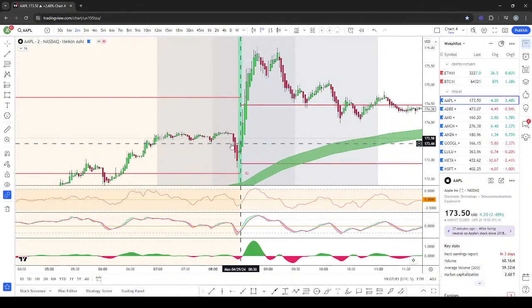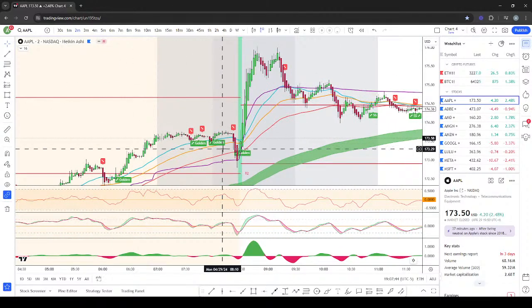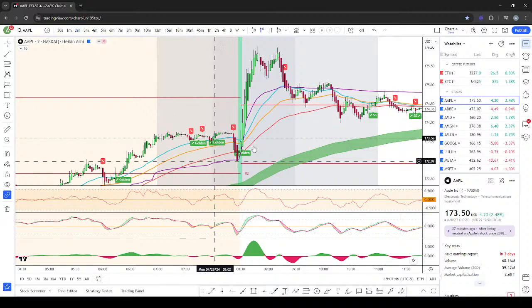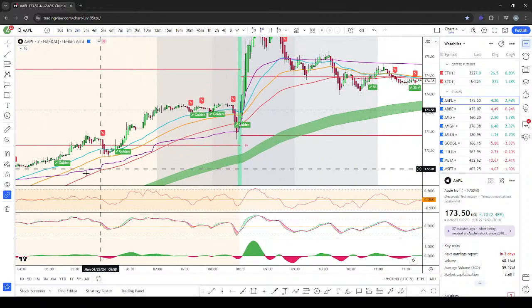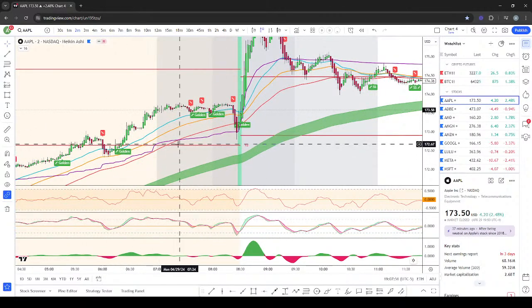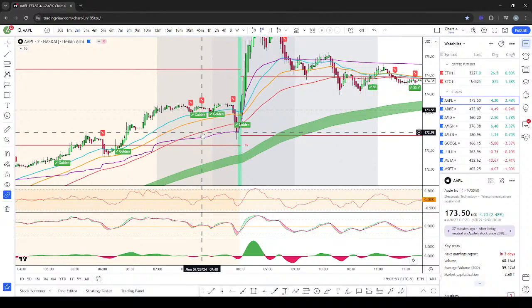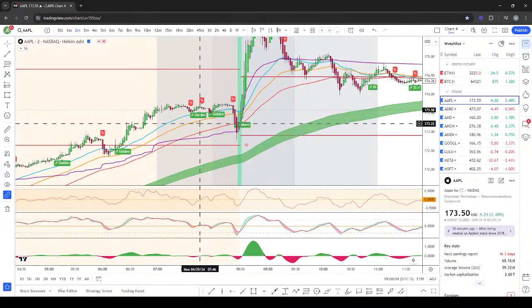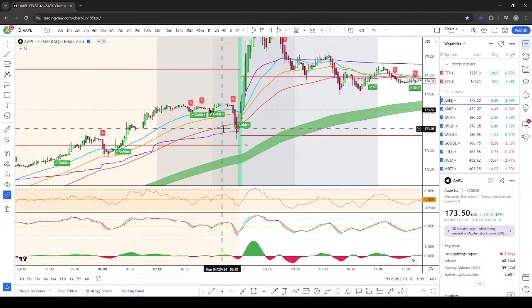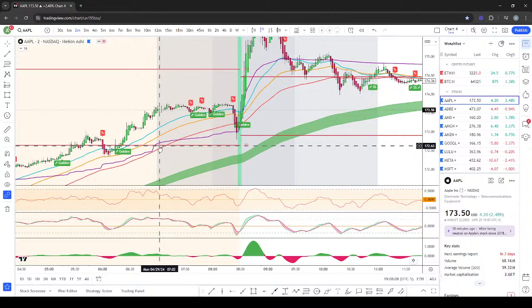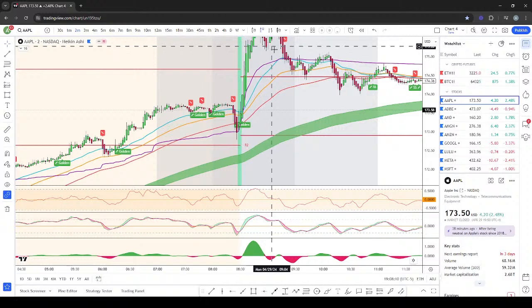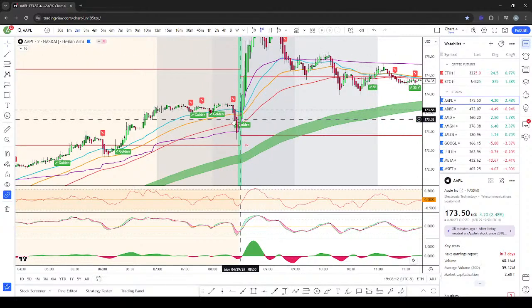So we're on a 2-minute Apple chart right here. The one thing I notice is my EMAs. They're pretty strong with the upward trend. You can really see it. This is a nice sequence of red, orange, and teal EMAs, and VWAP is right underneath price. So I like to see if there is a divergence. If not, sometimes we just have to wait a little bit and see what we can find.